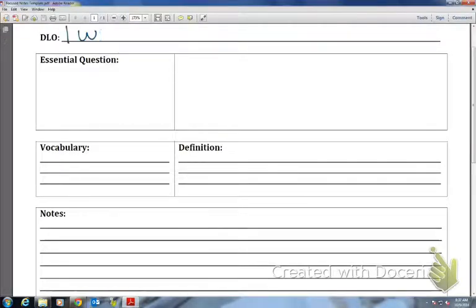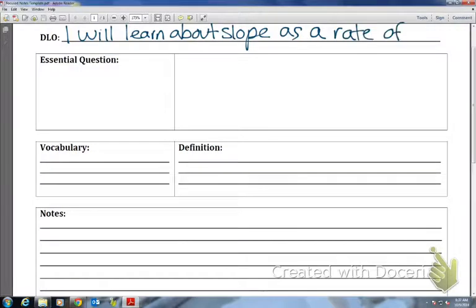Alright, our DLO for today is I will learn about slope as a rate of change. So go ahead and write that down for me. And our essential question is we're going to be given a graph and I want to know what is the rate of change of this line.